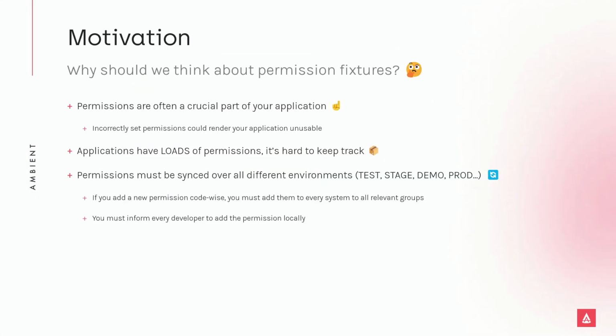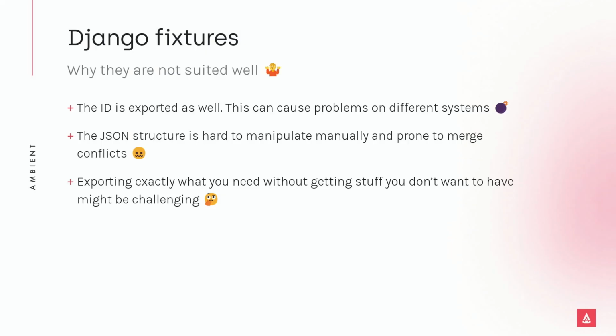And mostly you have many permissions if the application is a little bit bigger. And the permissions have to be synced on every system you have, test, stage, and to all of your developers working on the system. So if somebody changes something, it needs to go on the system at some point. And usually, there are Django fixtures. It's a JSON file, and it's a huge JSON file.